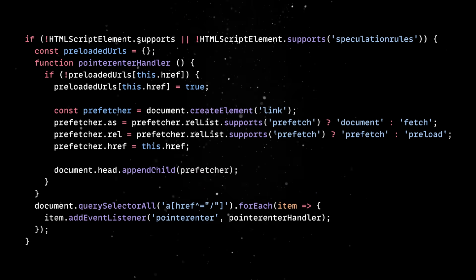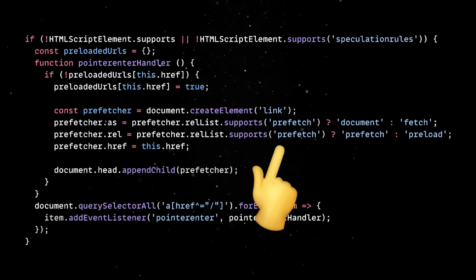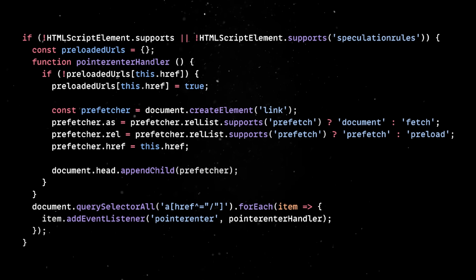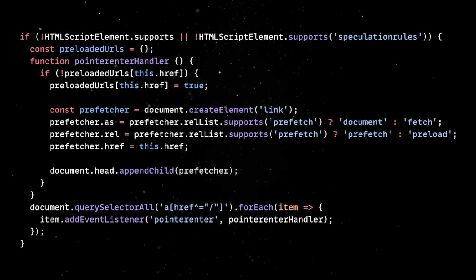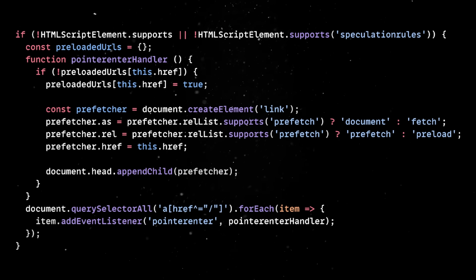In here, we'll simply listen for pointer enter events and dynamically append a link prefetch to the head to delegate the work to the browser. This won't give you the full pre-rendering experience, but it will at least cache the HTML response and reduce load time on click as long as your caching headers are properly set.